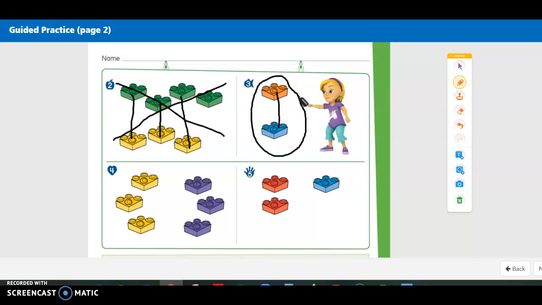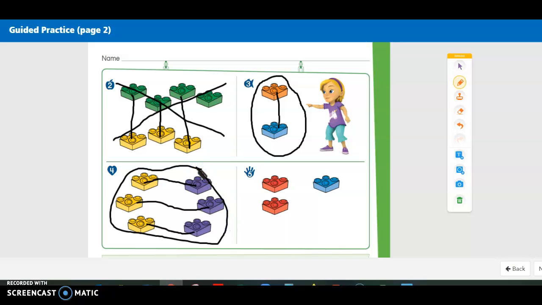Let's take a look at number 4. Now we're going to match yellow Legos to purple to see if they have equal amounts. So again, we get our pencil out, match them up, match yellow to purple, yellow to purple, yellow to purple. Are there any extras? No. So if there's no extras, that means there's equal amounts. So we get to circle this one.